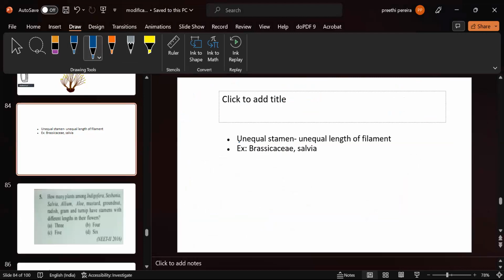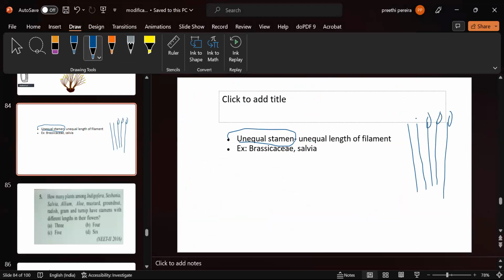Next is unequal stamens, we are going to study. Now ये under polyandrous kind we have unequal stamens. यहाँ पर क्या होता है कि stamen का length equal नहीं होगा. All stamens do not have equal length. Some of them are small. This is equal length, because all stamens are of equal length. They are of equal length.